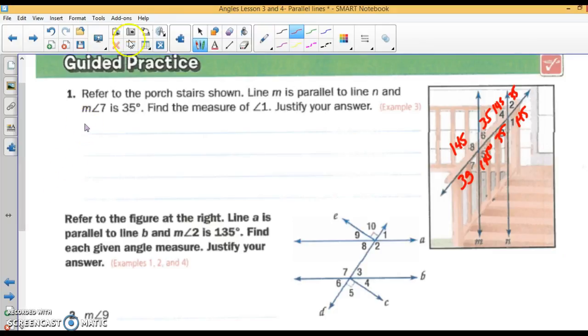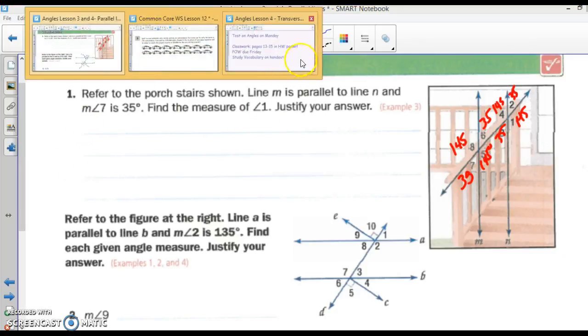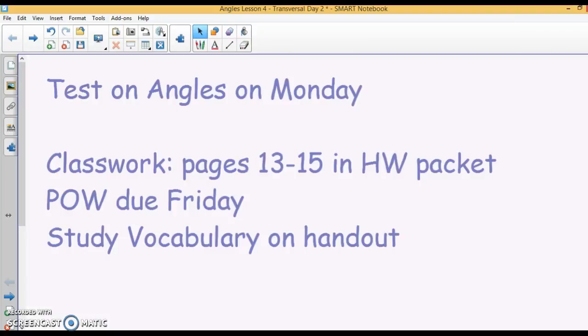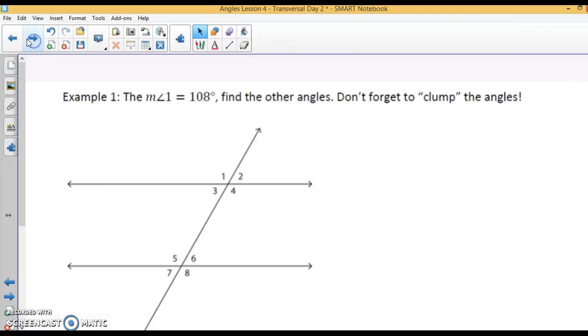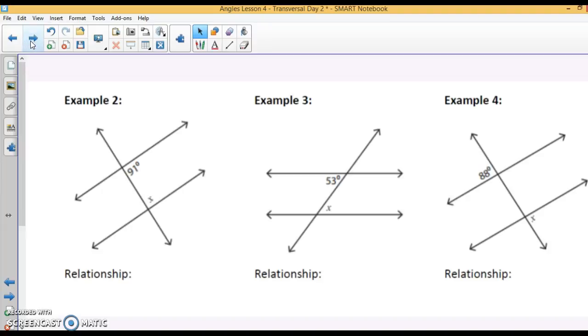All right. I am also going to do a couple problems that involve equations. You are not going to have these problems in your note packet, but I want you to write them down. Write down example 3. So pause it, write down example 3.